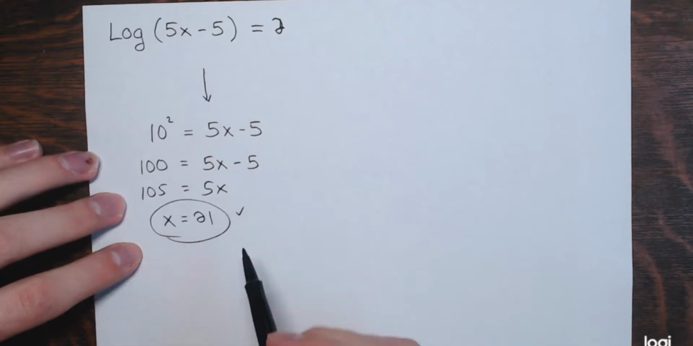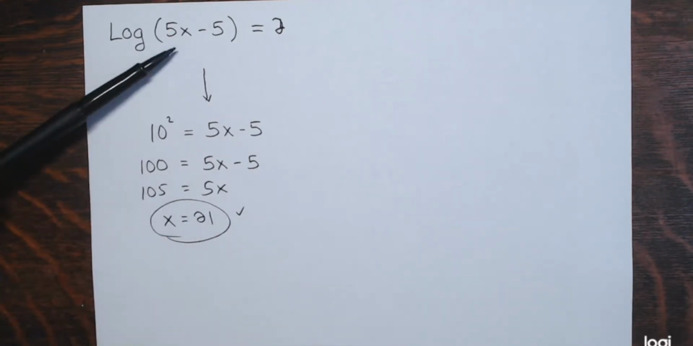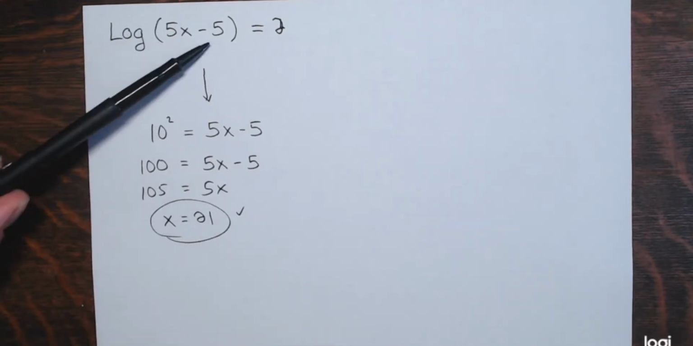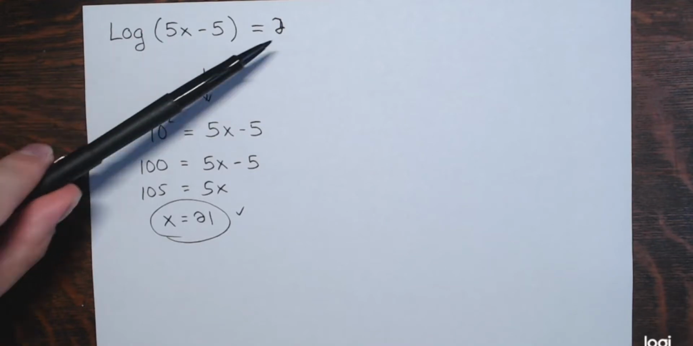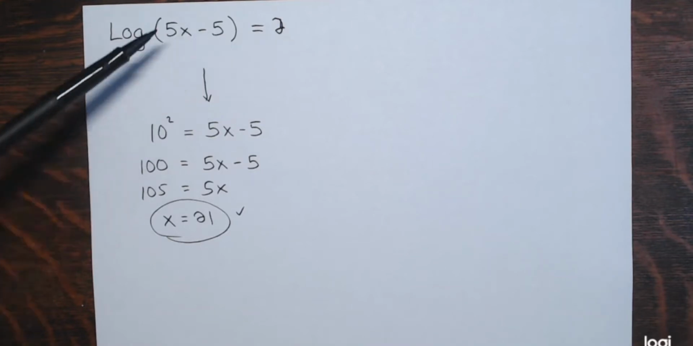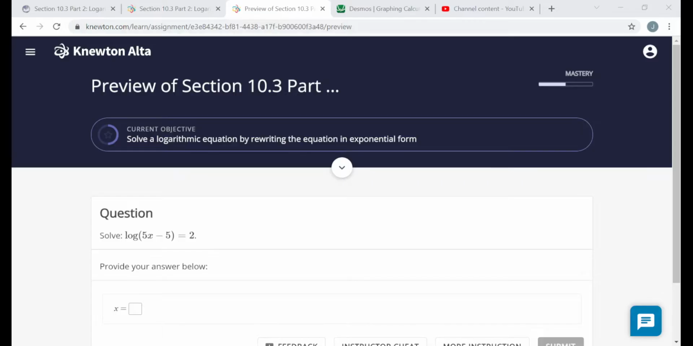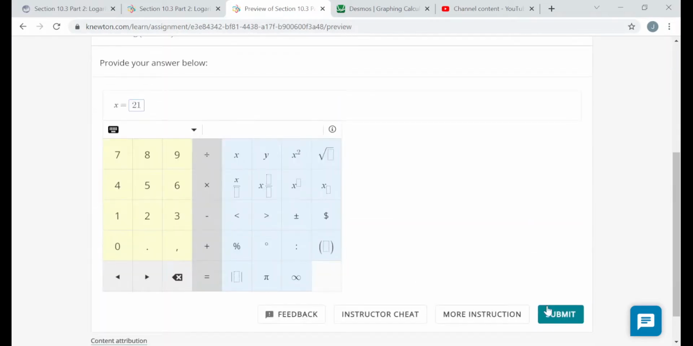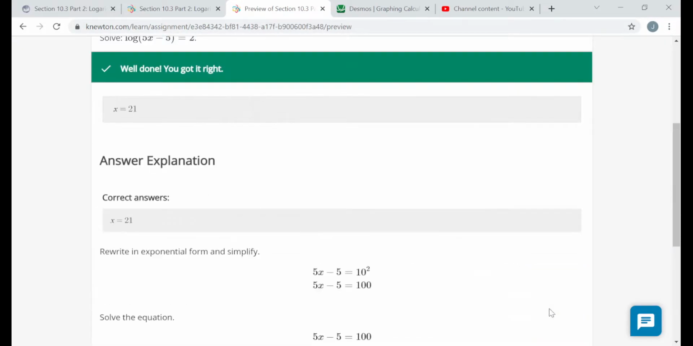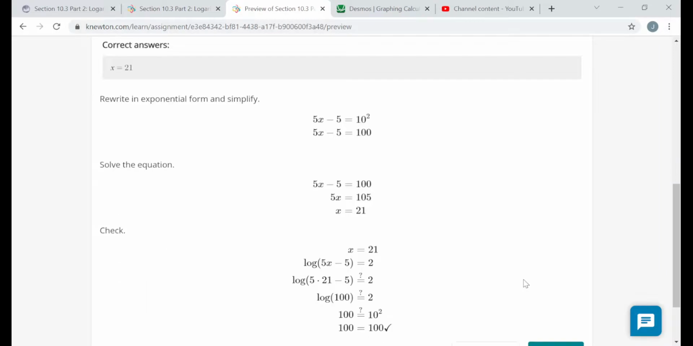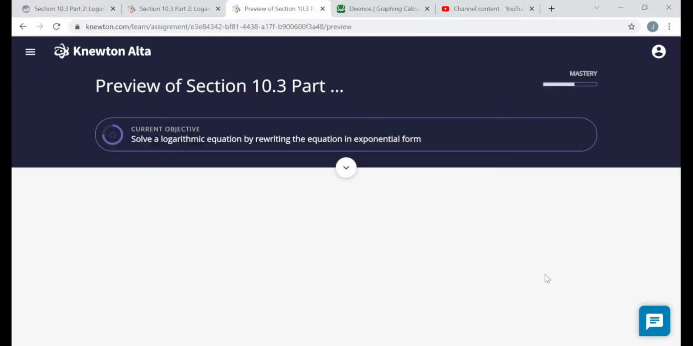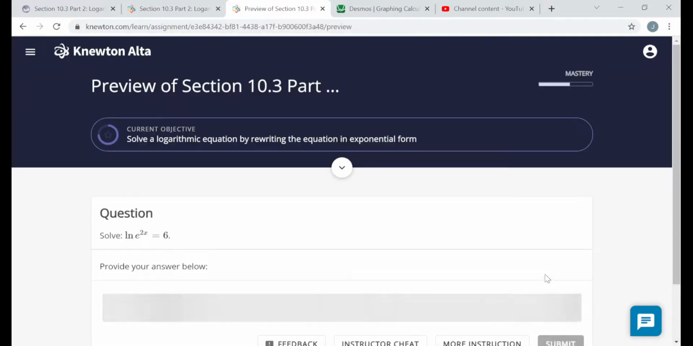And check it. If I put in 21 for x, this would be the log of 100. Log base 10 of 100 equals 2. And that's true because 10 squared equals 100. This works out. So that solution is 21. Great. Next. All right, so one more.